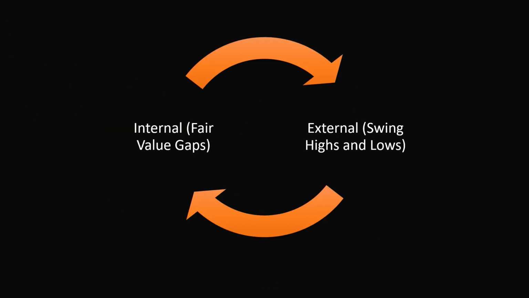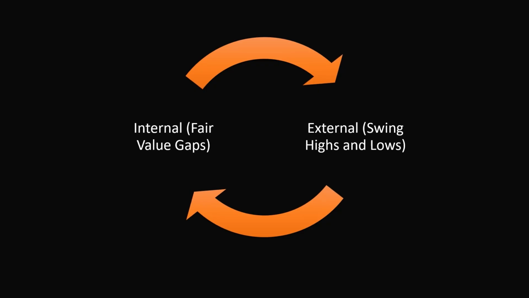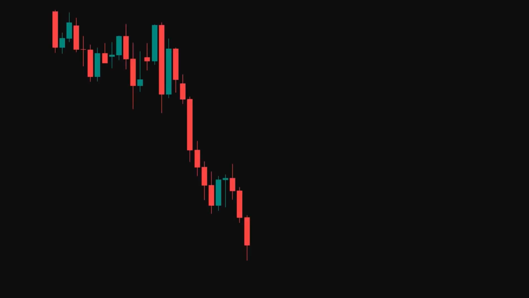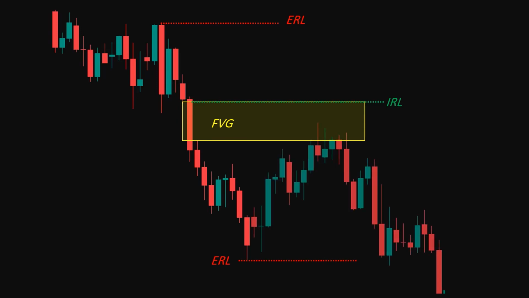Think of it as a cycle. Price moves from external to internal, a swing high to an FVG, or from internal to external, an FVG to a liquidity high. Imagine a drop wave. Price pushes down and sweeps external liquidity below a previous low. Then, it retraces to internal liquidity, a fair value gap left behind within the wave. Next, it pushes down again to reach the next external liquidity zone, sweeping another low.